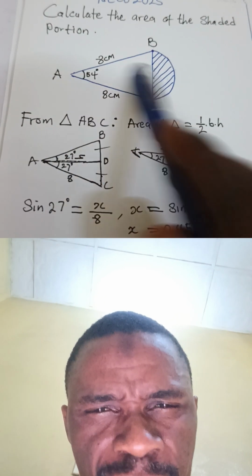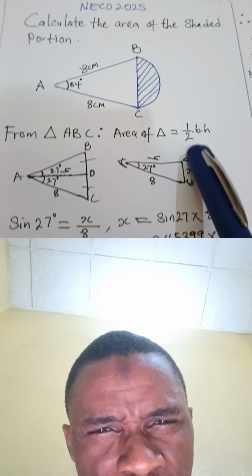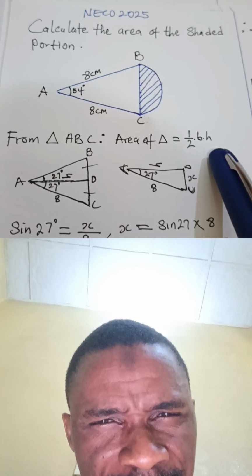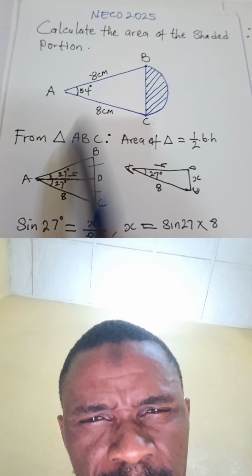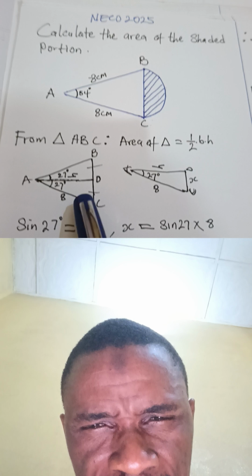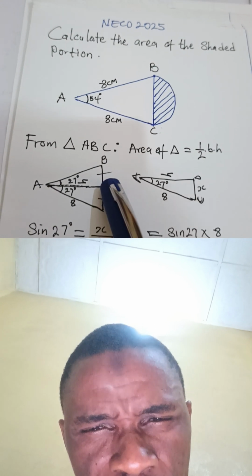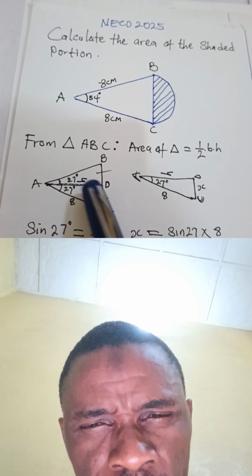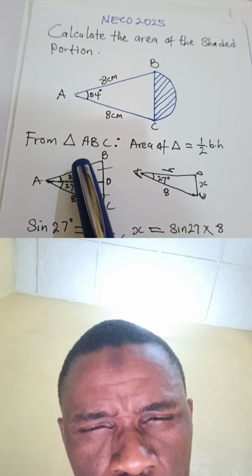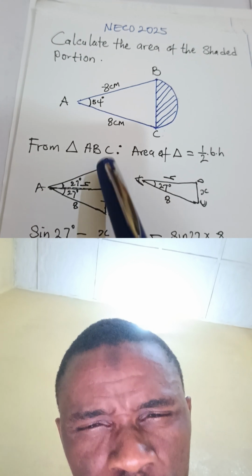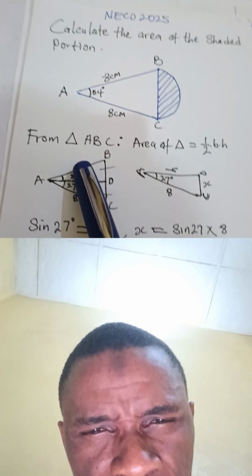From triangle ABC, the area of a triangle, as popularly known from our primary school, is half base times height. Half base times height. So now we bring this triangle out like this. We will bisect the triangle into two so that we can have two right angle triangles. Now when we bisect it, this angle 54 will be divided into two equal parts. So we have 27 degrees here, 27 degrees here.